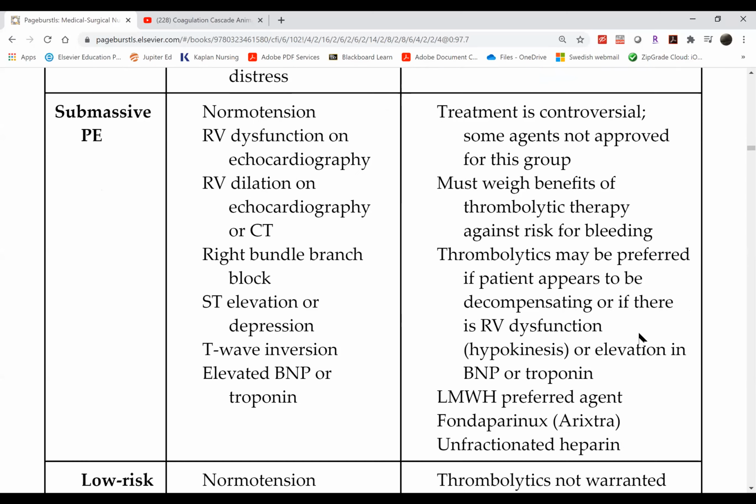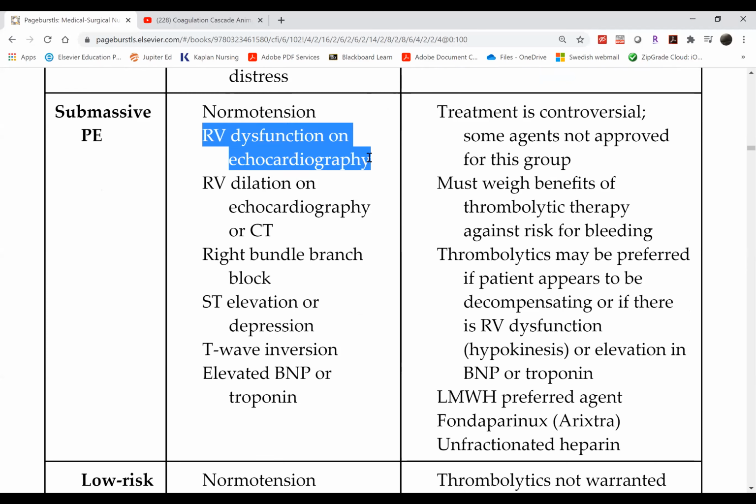Submassive PE. So here, there's really no need to give a thrombolytic because look at the blood pressure. Patient's blood pressure is normal. However, there is right ventricular dysfunction. So they may show failure as well as some dysrhythmias.